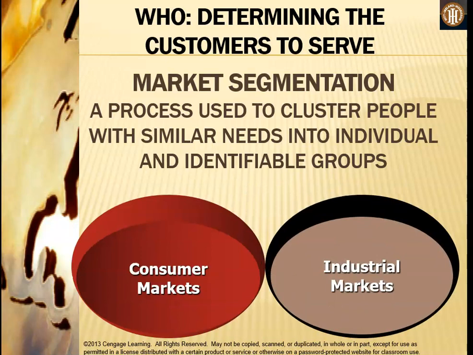Now, market segmentation is a process used to cluster people with similar needs into individual and identifiable groups. Consumer markets and industrial markets are the two main markets that firms target. Consumer market is the finished goods that are sold to us, regular consumers, while industrial markets are the companies that need to be supplied with raw material and equipment to produce the goods and services, the products that will be sold in the consumer market.